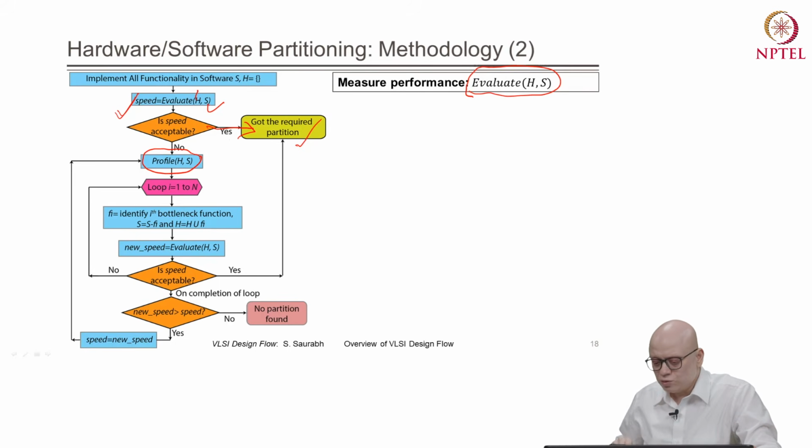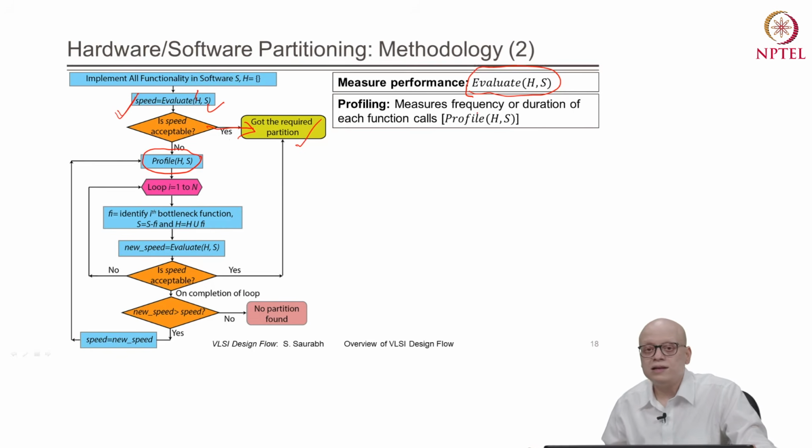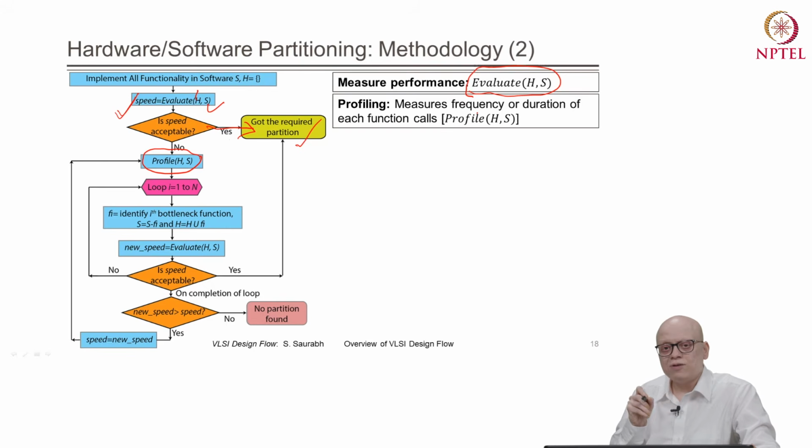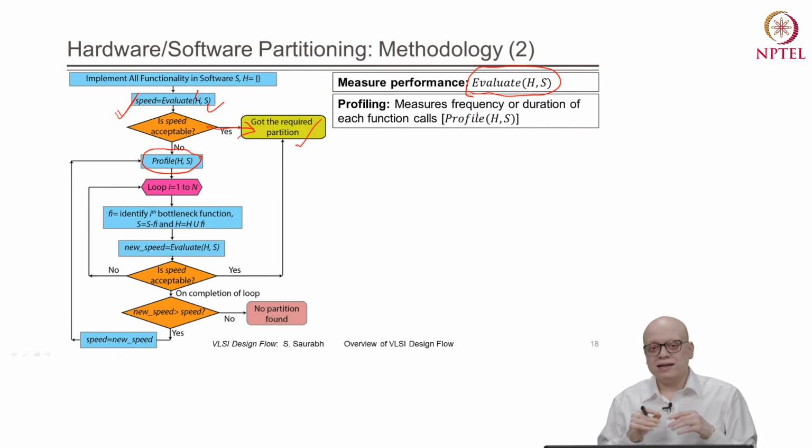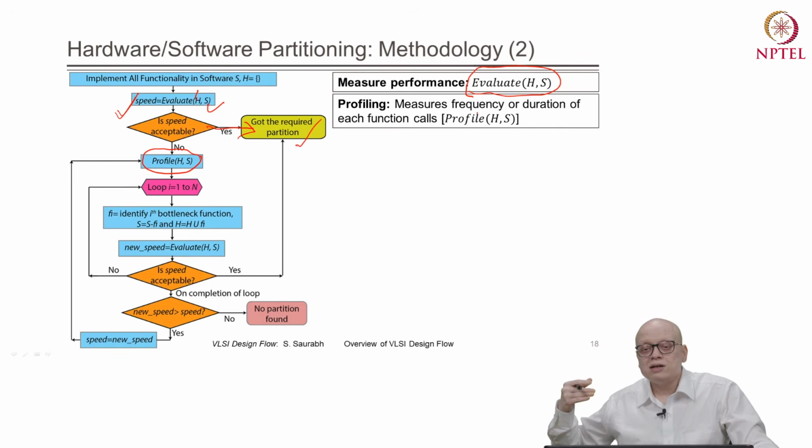This step measures the frequency or duration of each function call. If we have all the functions of the algorithm implemented in software, then for each of the functions we do a step known as profiling. Profiling is basically running the given test cases using a profiler. A profiler is a tool that measures how much runtime is taken by each function in a given executable. So initially everything is in software, and we profile the code to find out which functions are taking more time.